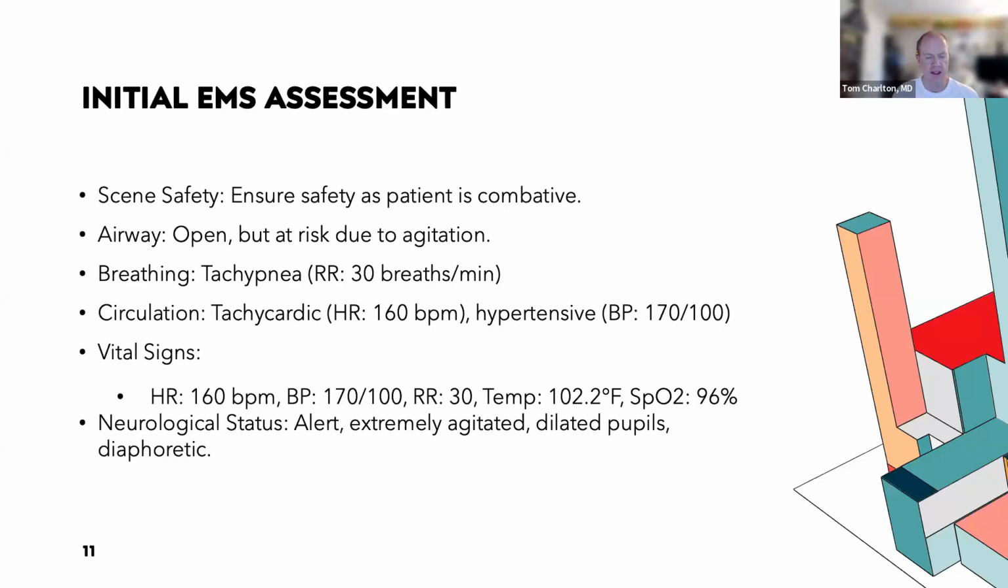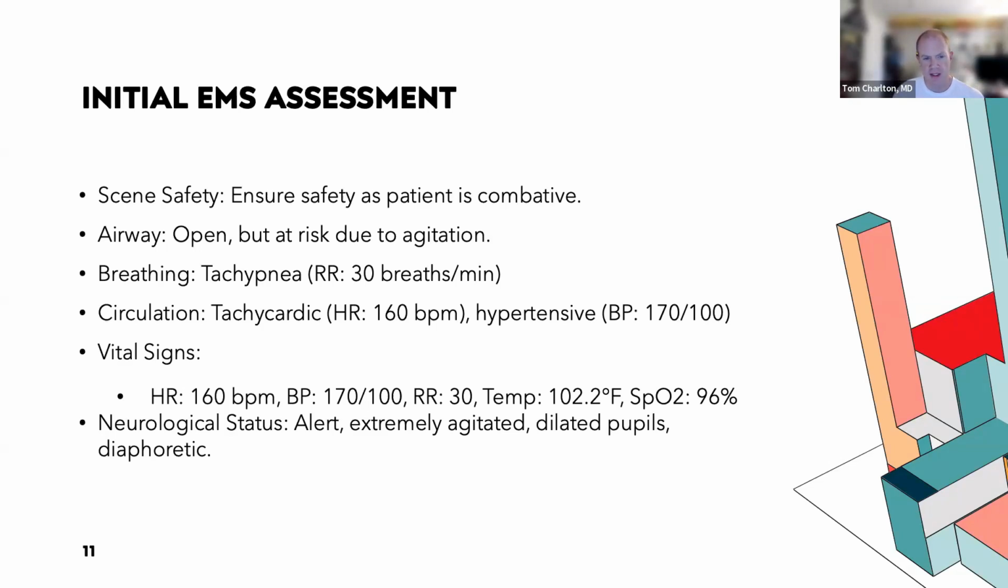So we arrive on scene. Because the patient was agitated, police have arrived on scene and made sure that it's as safe as it can be. We have an airway that's open, but it's at risk because this guy is pretty agitated. He's breathing about 30 breaths per minute. He's tachycardic to 160 beats per minute, and he's hypertensive to 170 over 100. In addition, his temperature is 102.2 Fahrenheit, and his pulse ox is 96% on room air.